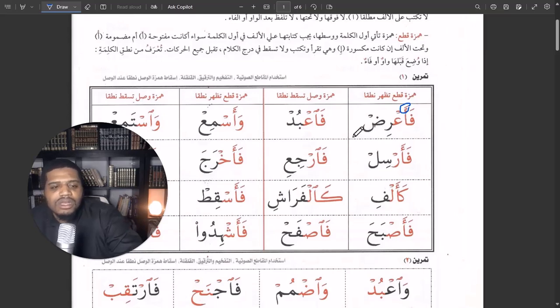Okay, now we're going to this word. This is not Hamzatul Qata' anymore because we have this sad looking shape on top. This is a sign of Hamzatul Wasl. And because we have a letter before it, we don't have to pronounce this Hamza. We just go straight to the letter after it. So we say fa'bud.